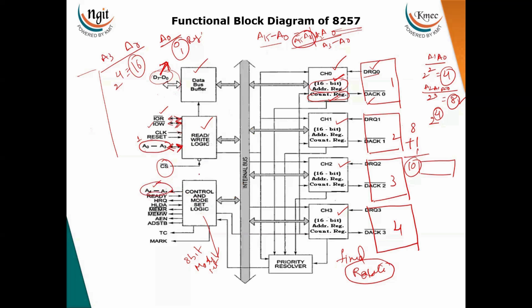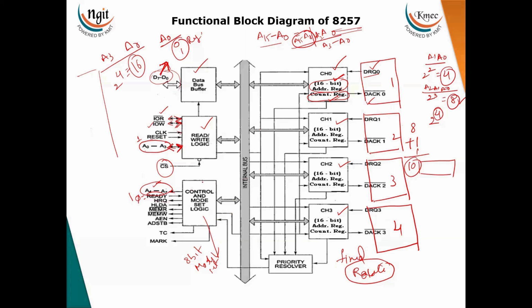Now coming to READY. Here 4 IO devices are connected. If any IO device is slow to transfer the data, it will send a 0. By sending the 0, the 8257 has to wait to transfer the data and goes into wait mode. When that device is ready, it will send a 1, and thereby the 8257 will transfer the data.